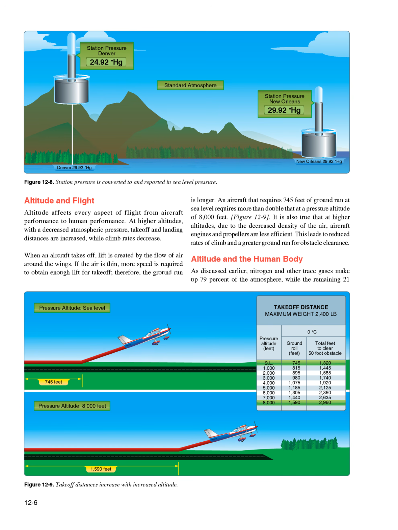Figure 12-9. It is also true that at higher altitudes, due to the decreased density of the air, aircraft engines and propellers are less efficient. This leads to reduced rates of climb and a greater ground run for obstacle clearance.